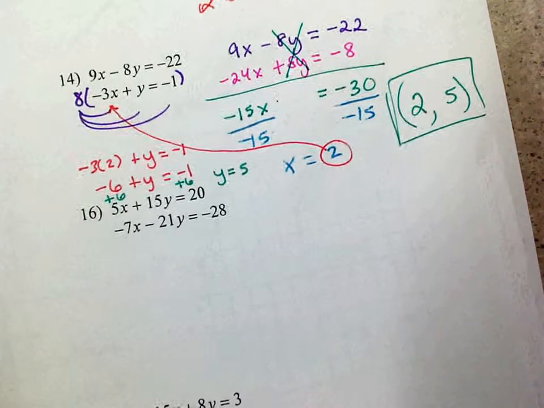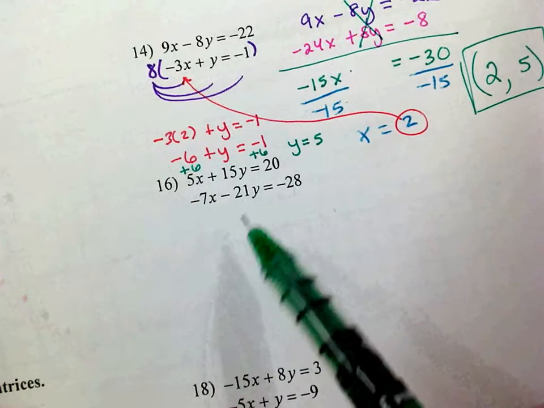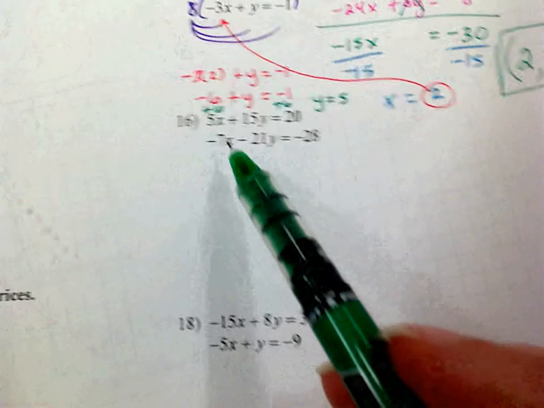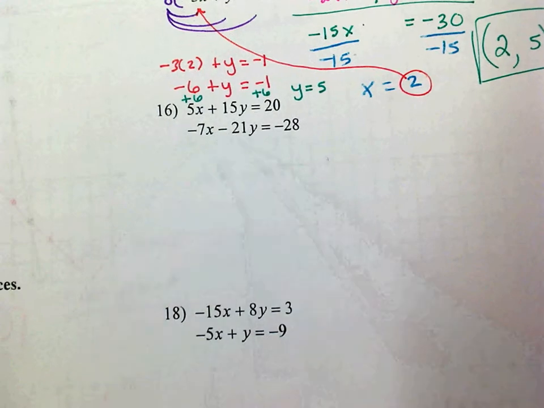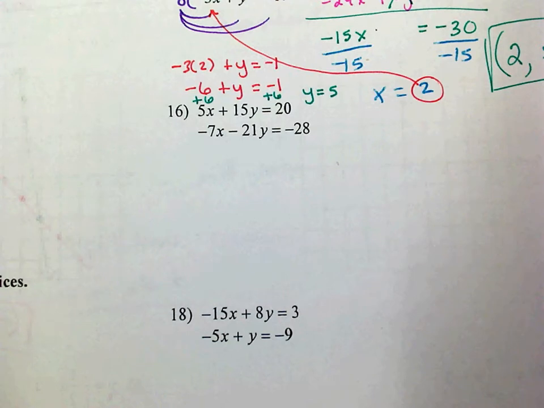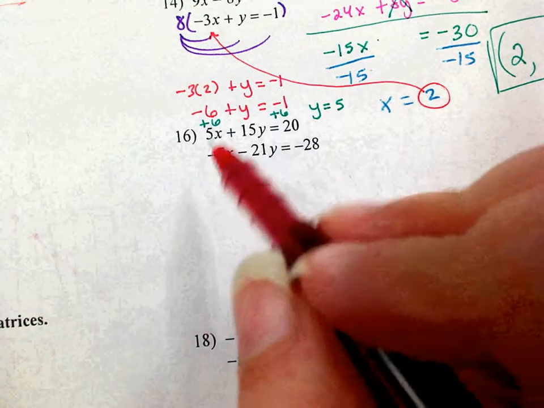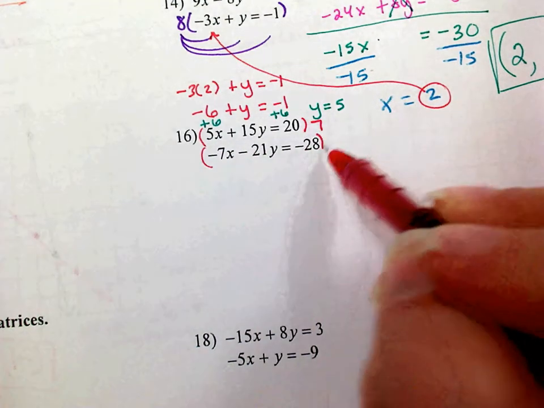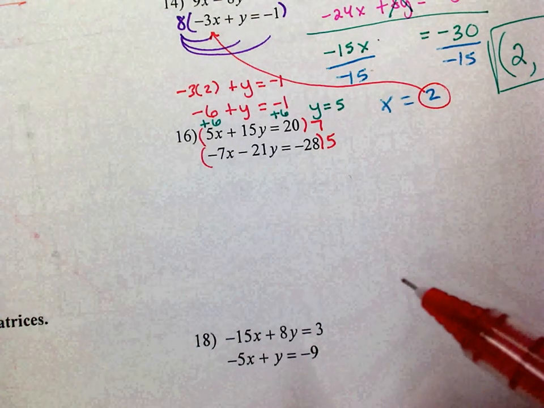Alright, I'm looking at the x's and I'm looking at the y's. Which one do you want to cancel out? Which one would probably be easier to cancel out? The x's? Okay, so what do 5 and 7 go into? 35. So what would you have to multiply the top by? 7. And the bottom by? Why don't I need to multiply one of them by a negative? One of them is already negative and one of them is positive, so I'm good in that respect.